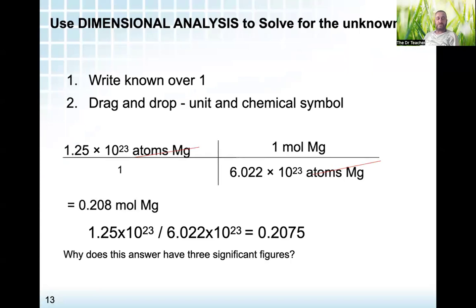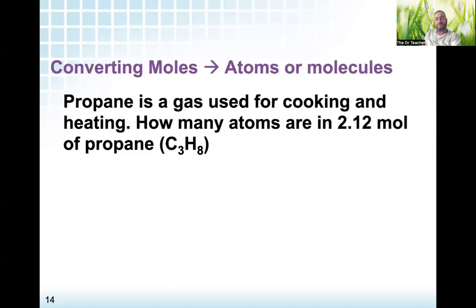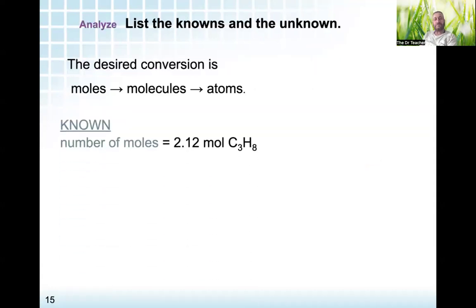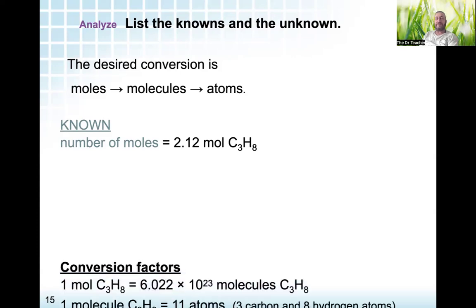Why does this answer have three significant figures? Now, converting moles to atoms or molecules. Propane is a gas used for cooking and heating. How many atoms are in 2.12 mole of propane, C3H8? So now we convert moles to molecules to atoms. The number of moles we have is 2.12 mole of propane.